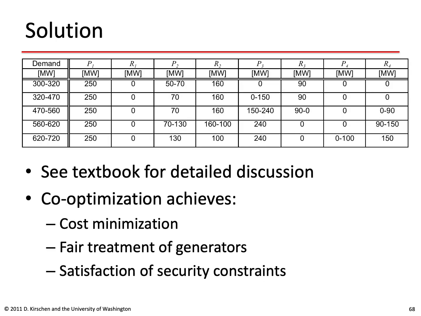Now, if we put all of this into a linear optimization engine, we get the following results. And it's a bit long and tedious, so I'm not going to go through the details. If you're interested, there's a very good discussion in the textbook by Kirschen and Strbac. The point is that co-optimization is going to achieve a cost minimization and a fair treatment of the generators, and also is going to make sure that we have the amount of reserve that has been specified.